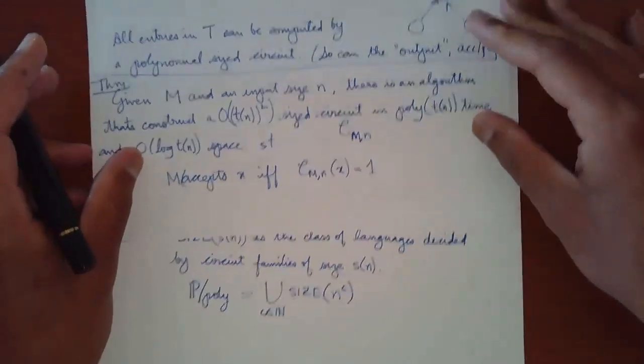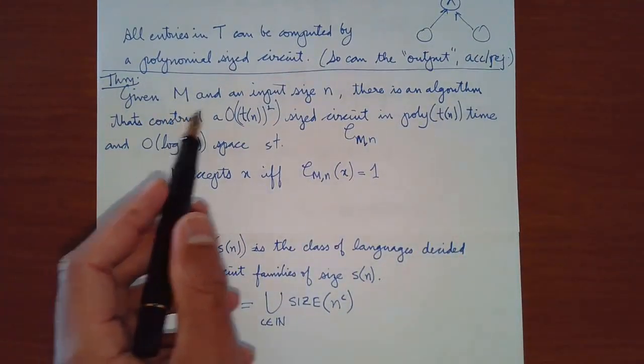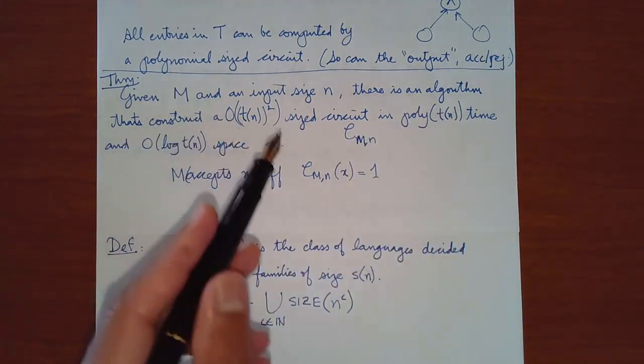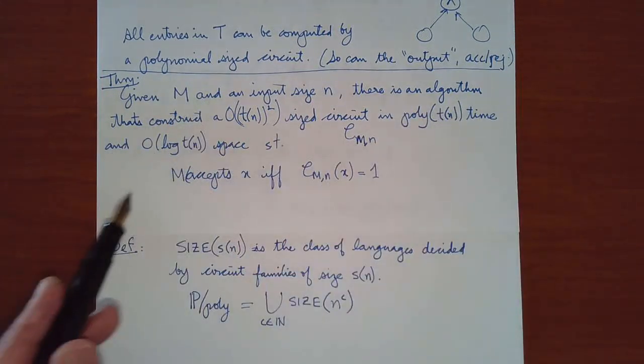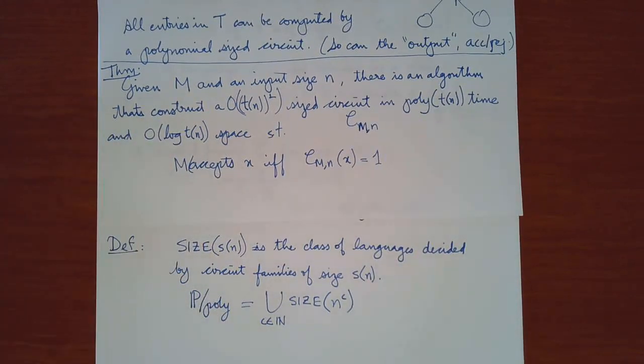Let's go back to this theorem that we talked about, which is the Cook-Levin construction. It says given a machine and an input size n, there's an algorithm that constructs a T of n squared size circuit in this much time such that this happens. So what does this imply? What does this theorem imply in terms of P/poly? Can you relate P/poly to any known classes that we have now?